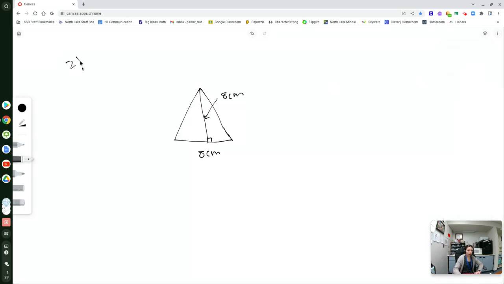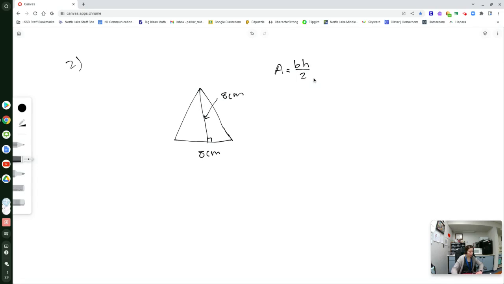All right, question 2. Again, we're asked to find the area. The first step is identifying what shape this is. This is a three-sided figure, so it's a triangle. We need to remember the area formula for a triangle. Area of a triangle is base times height divided by 2. Remember, it's like taking half of a parallelogram. Base times height, cutting it in half, dividing it by 2.